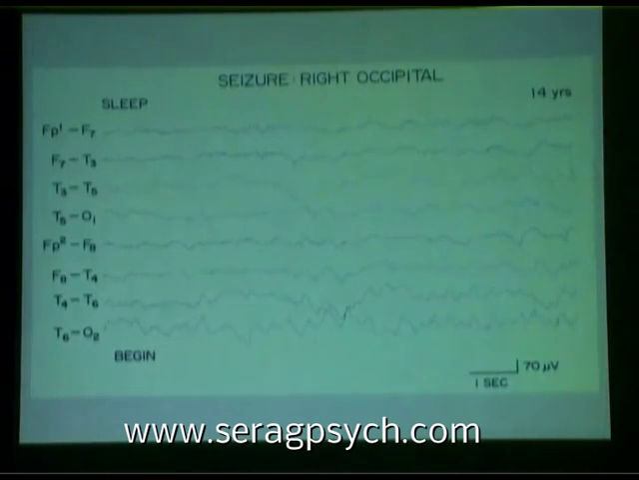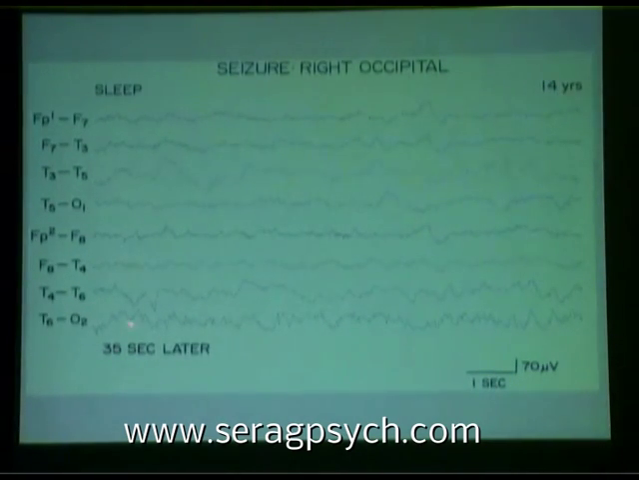Next, please. Here's another one. 14-year-old guy. Now this has historical significance. This was way back in the days of paper, and so the reproduction is terrible. But the only point of this seizure is to show how long it took to get to really identify itself. So 14 years. Next, please.